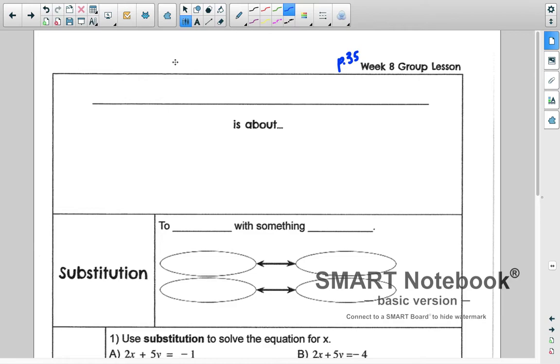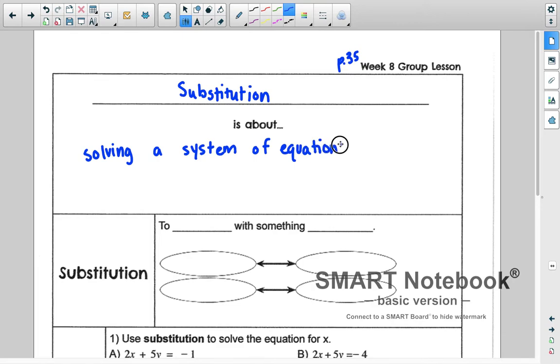Okay, so today's video is about substitution. And really we're using substitution with systems of equations, okay? So substitution is about solving a system of equations by switching equal parts.